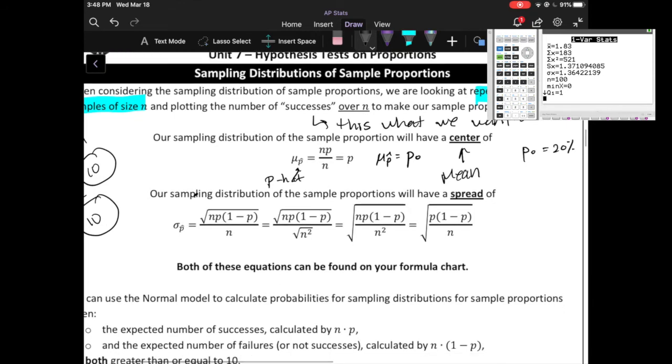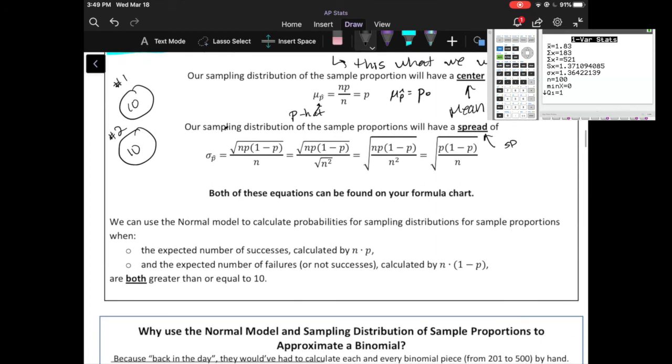Our sampling distribution of our sample proportions will have a spread. So the spread is the standard deviation of p hat, sigma p hat, is equal to, and it simplifies to this, the square root of p times 1 minus p over n. Okay. All right. So both of these equations are found on your formula chart. You don't have to memorize it since it is on your chart.